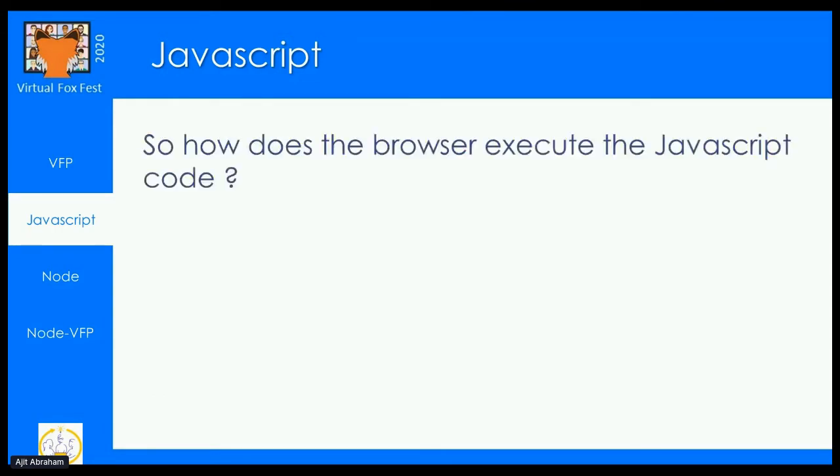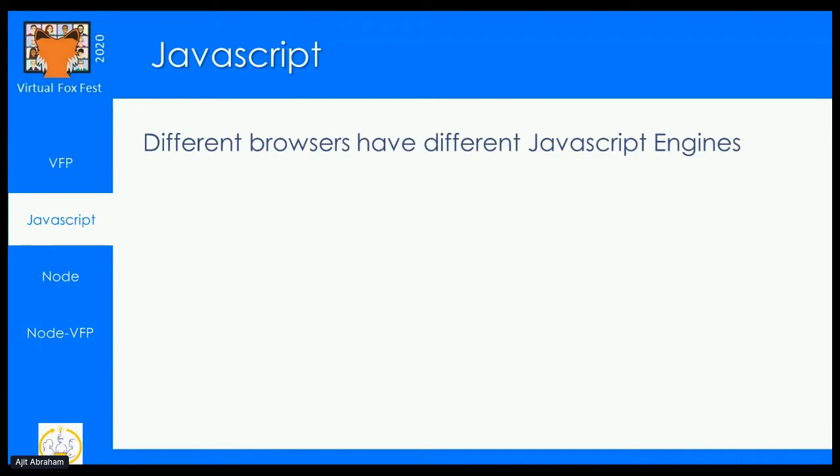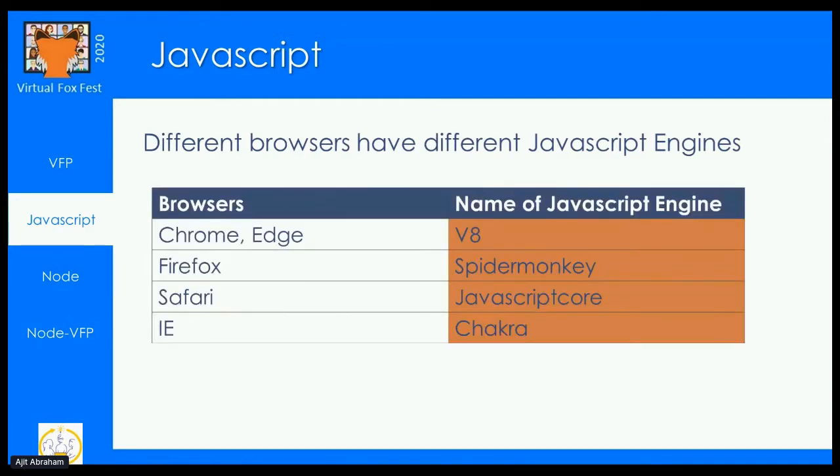So how does a browser execute JavaScript code? Browsers come bundled with a JavaScript engine, which takes the code written between the script tags in an HTML document and converts it into machine language. Each browser vendor has their own flavor of JavaScript engine. Chrome has V8, Safari has JavaScriptCore, and this also explains why sometimes some sites come with a warning that their site works best in Chrome or works best in Edge.